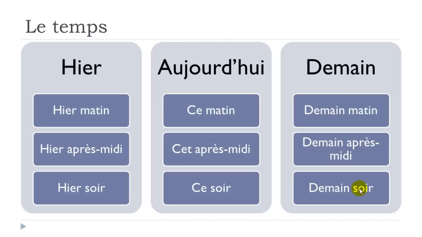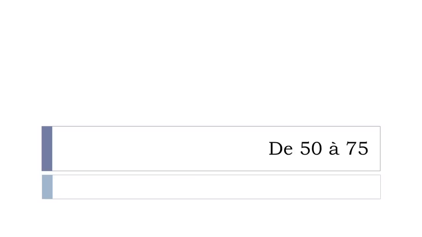So one more time. Hier. Hier matin. Hier après-midi. Hier soir. Aujourd'hui. Ce matin. Cet après-midi. Ce soir. Demain. Demain matin. Demain après-midi, demain soir. Now the numbers from 50 to 75, de 50 à 75. So let's see how they go.